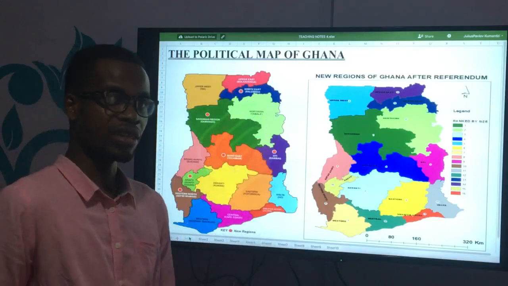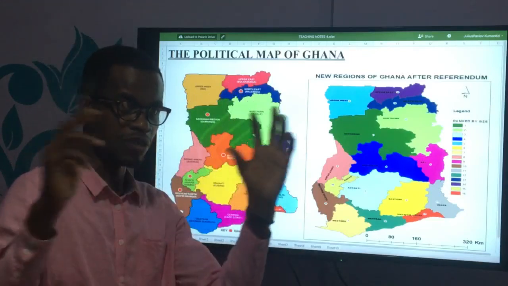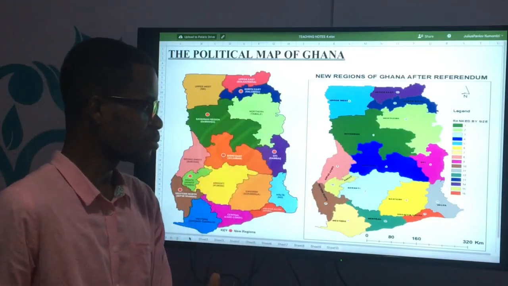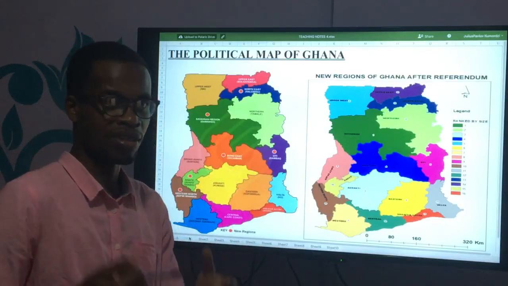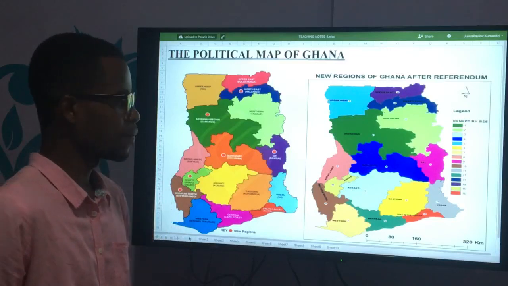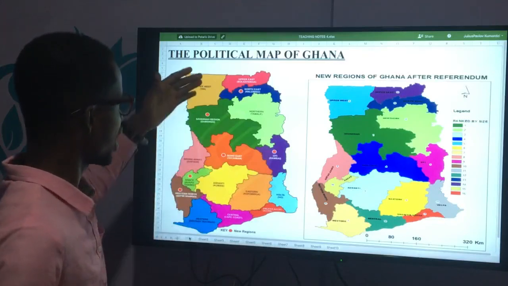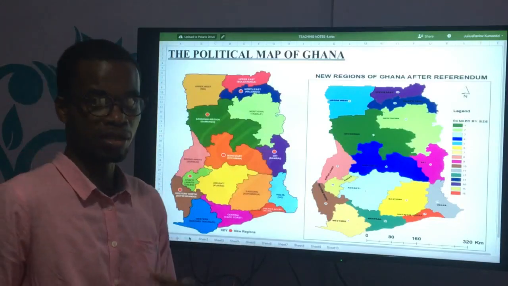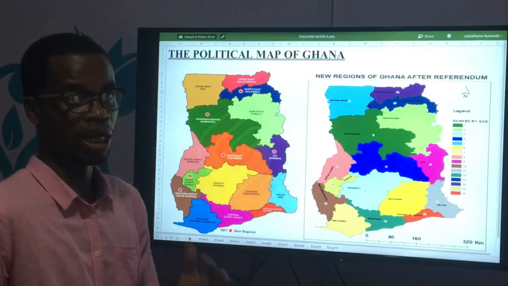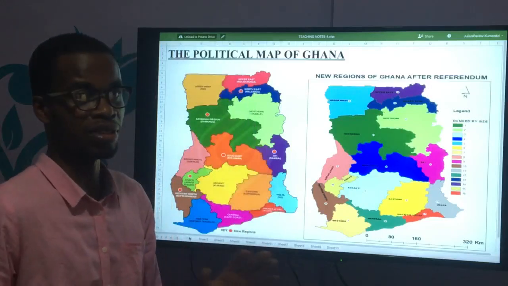You know about the 10, and I'm sure you've been taught, you can spell them. In your classrooms, you have them displayed on walls, so the spelling shouldn't be a problem. Just that with the updated ones, there are 6 additional regions. Take note of their capital cities. So now let's look at the Upper West. Here we have Upper West region. The capital is still Wa. Then we have the Upper East region. The capital is Bolgatanga. The two upper regions have not been subdivided.